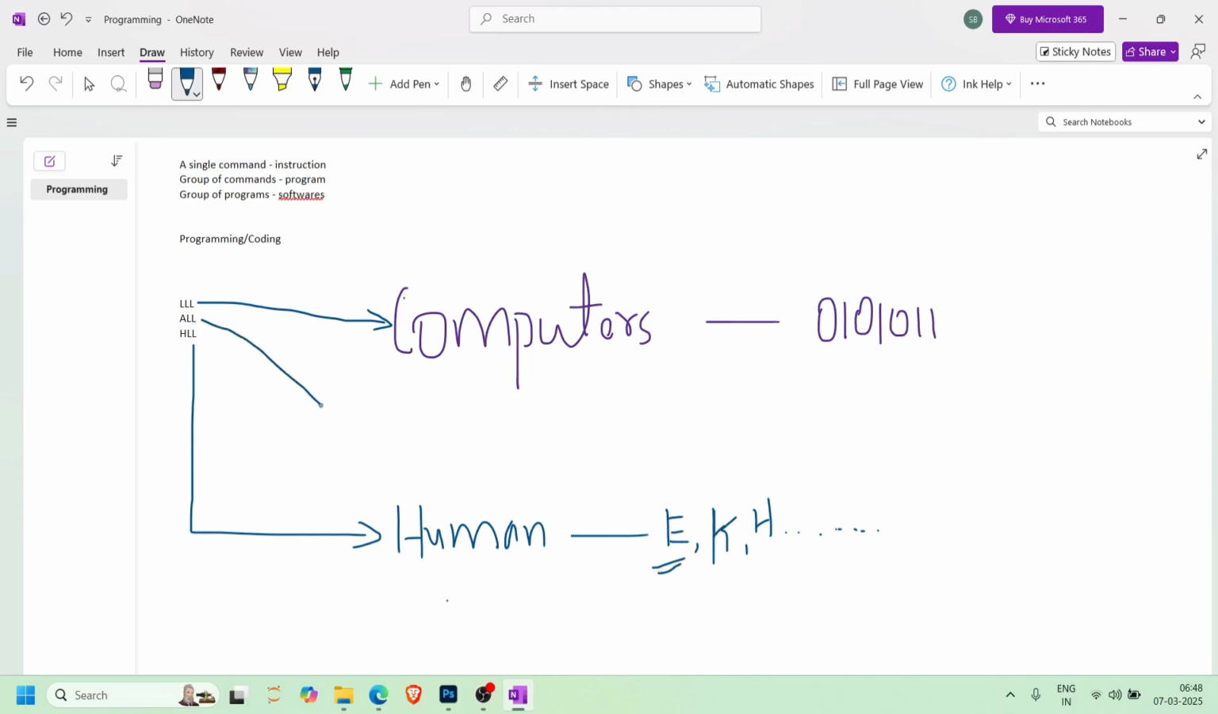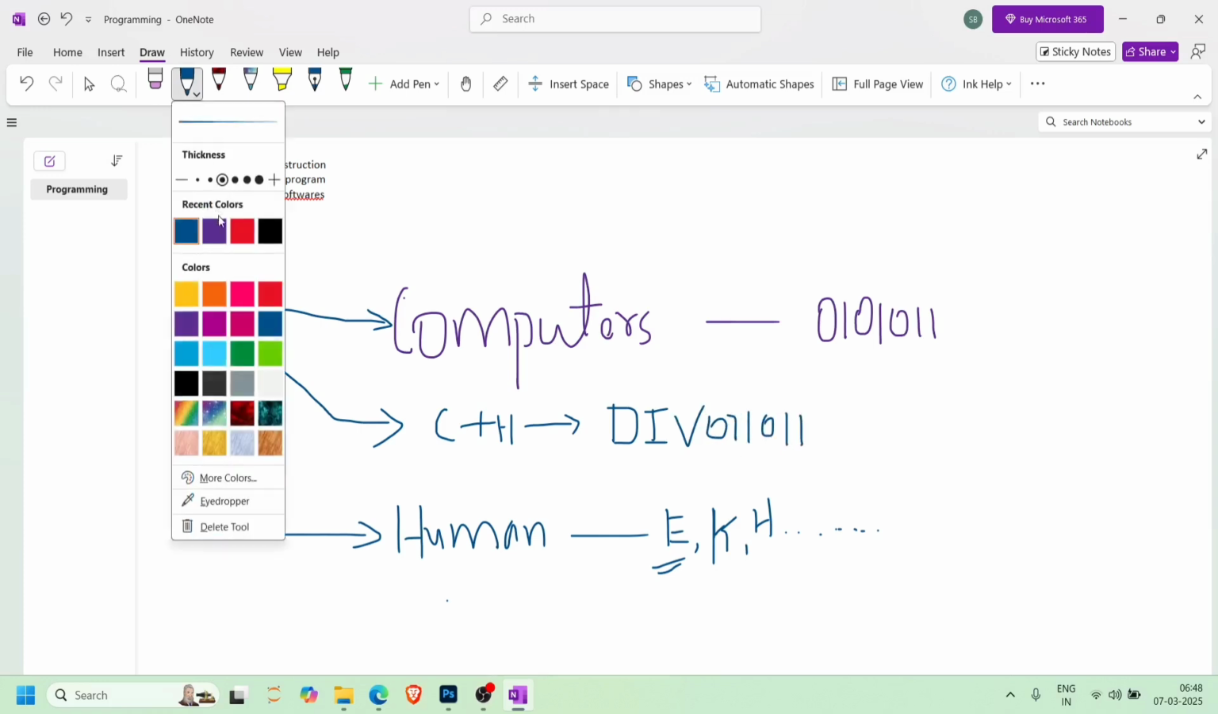There is another type of language called assembly level language, which is a mixture of computer level language plus human level language. Let us say I'll write one code here, with some zeros and ones. These are not exact, but some random zeros and ones.